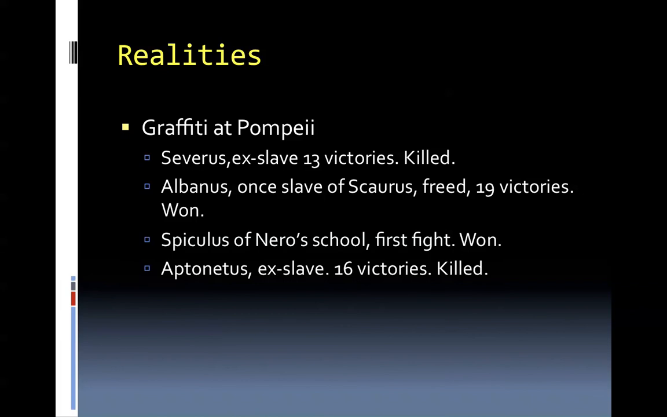So we have all of these images, we have this idea of the celebrity of gladiators, but we also need to look at the realities of what it meant to be a gladiator. And again, going back to our graffiti at Pompeii, which Hopkins relates to you, we have several memorials written on walls. Severus, ex-slave, 13 victories, killed. Albanus, once slave of Scaurus, freed, 19 victories, won. Spiculus of Nero's school, first fight, won. Aptinatus, ex-slave, 16 victories, killed. So little scorecards, should we call these? Memorials.